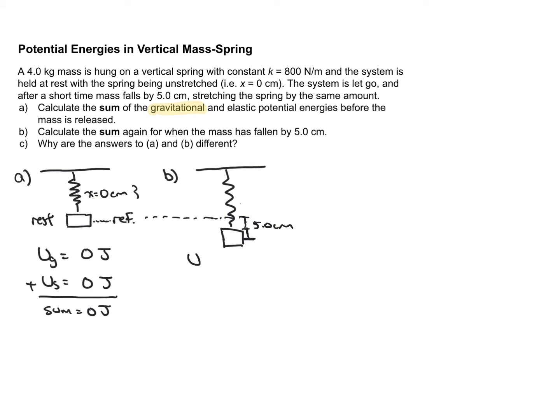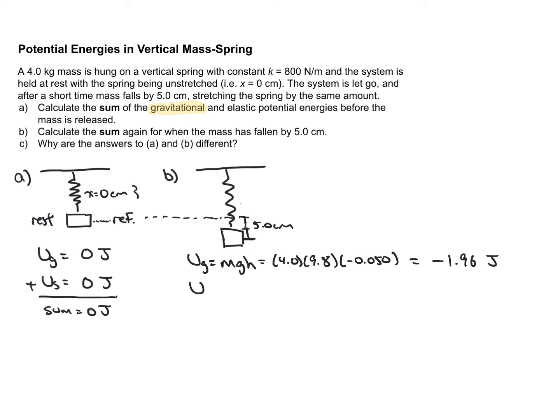I'll do gravitational potential energy first. That's mgh. So that is 4.0 kilograms times 9.8 newtons per kilogram times negative 0.050 meters. Need to use meters when we're using the mgh formula. And it's negative because it's now below the reference level. So let's put that in the calculator. I'm getting negative 1.96 joules.